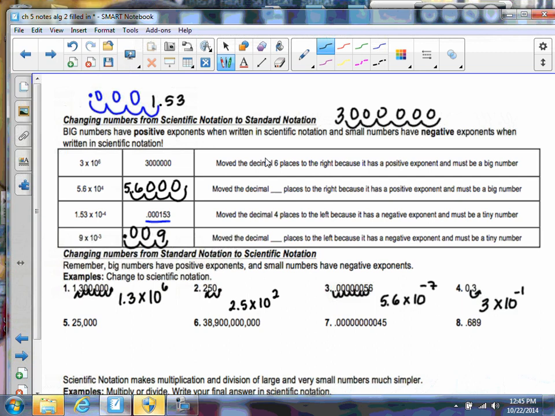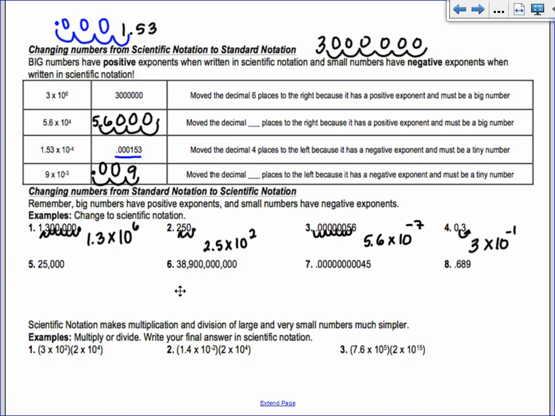All right, hopefully this is all review for you guys. So 25,000, if you move your decimal place over 1, 2, 3, 4, you get 2.5. So you have 2.5 times 10 to the 4th.